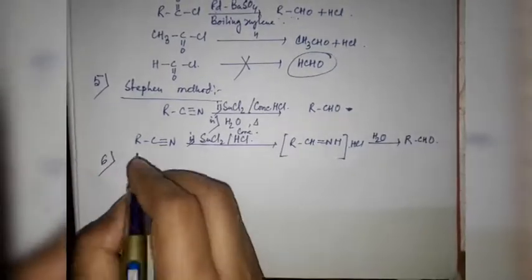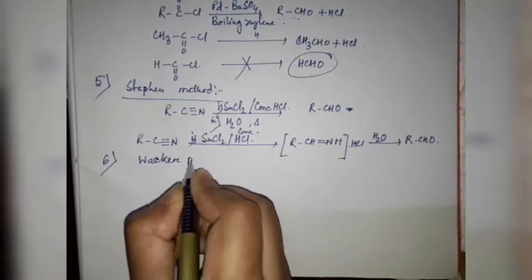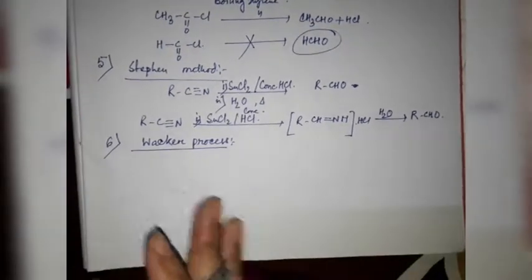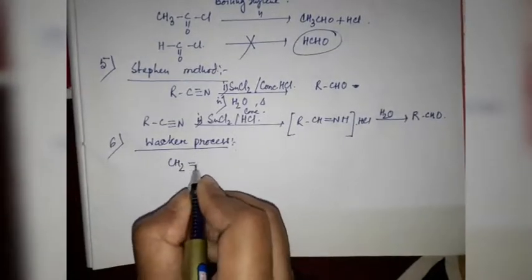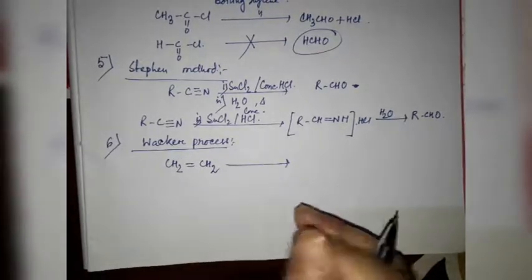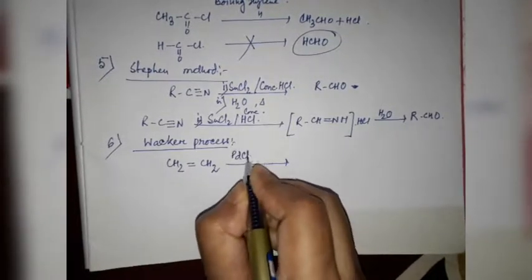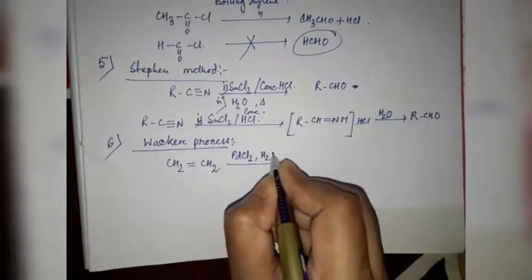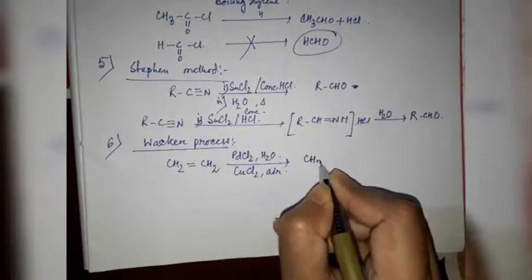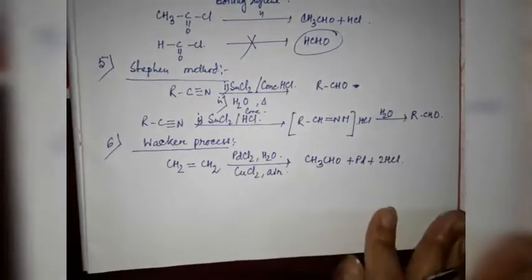Next is Wacker process. In Wacker process we can produce aldehyde, actually acetaldehyde, from ethylene, using PdCl2, H2O and CuCl2, air, giving CH3CHO plus palladium, and along with this HCl is formed.